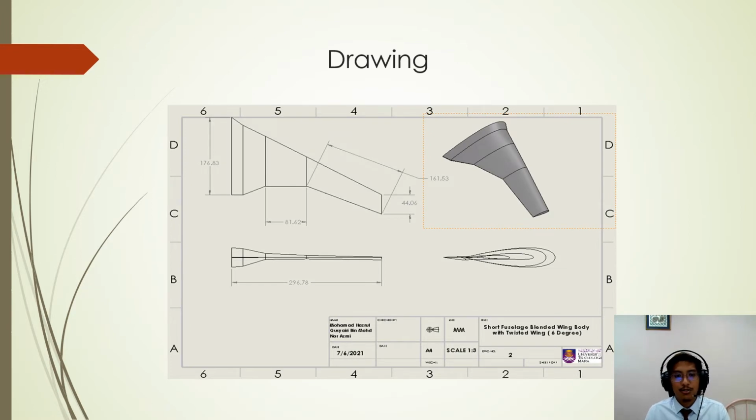So here are the drawings of the blended wing body. The dimension of the blended wing body was reduced to 24% of its original dimension. It is to ensure that the blended wing body is able to fit into the wind tunnel cross section area. The wingspan after it was reduced is 296.78 millimeter, and the chord length here is 176.83 millimeter, and only half side of the body was used to test in the wind tunnel.